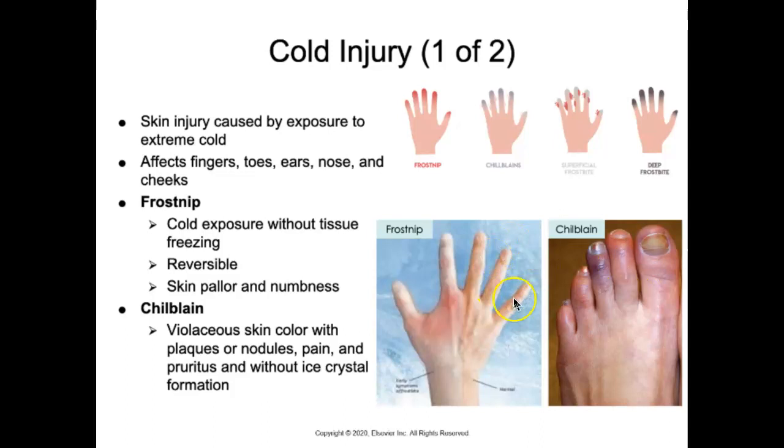If we progress within that cold injury, we are going to get a chilblain, and this is when we have a violaceous skin color, which means almost like a bluish purple, like we see in this third digit over here, along with plaques or nodules. There's pain present and pruritus, and without ice crystal formation. Now we take this seriously because chronic vasculitis can develop and is usually located in the face, anterior lower leg, hands, and feet.